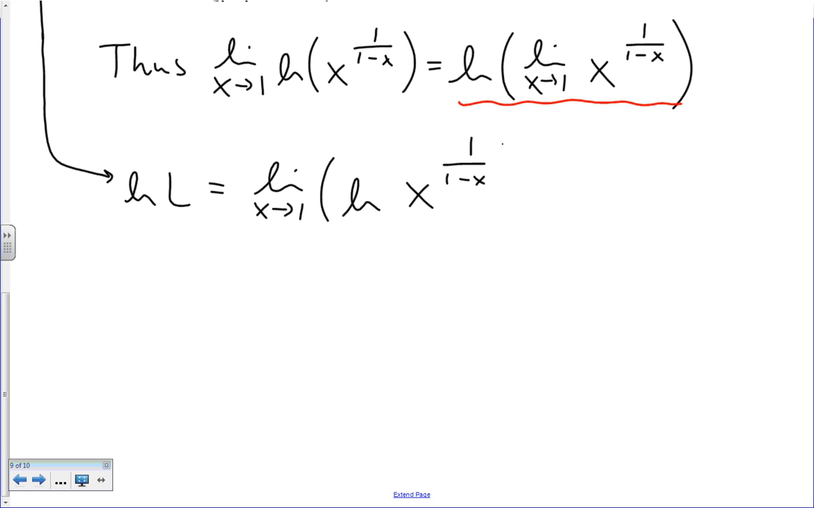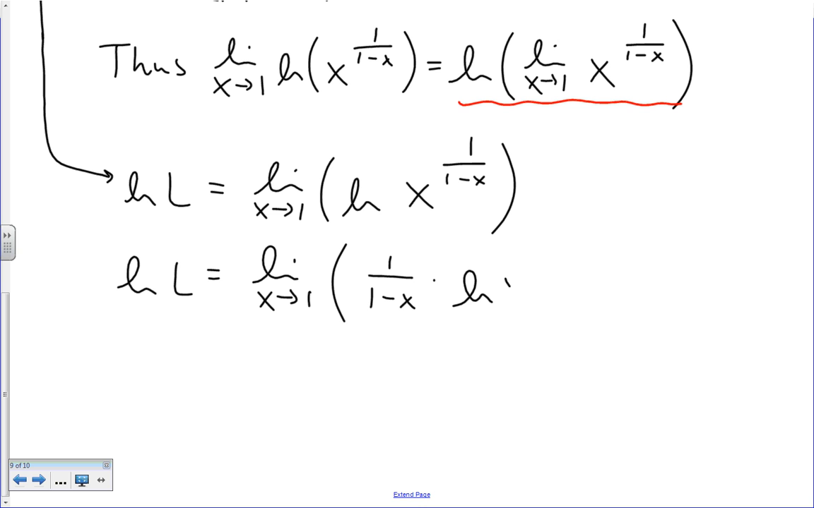So that's what we've done here. All right, now that I've got the natural log of this power, I can use my power property for logs. It says that I can rewrite that as 1 over 1 minus x times the natural log of x. And now I've rewritten this limit from a power form to now a product.